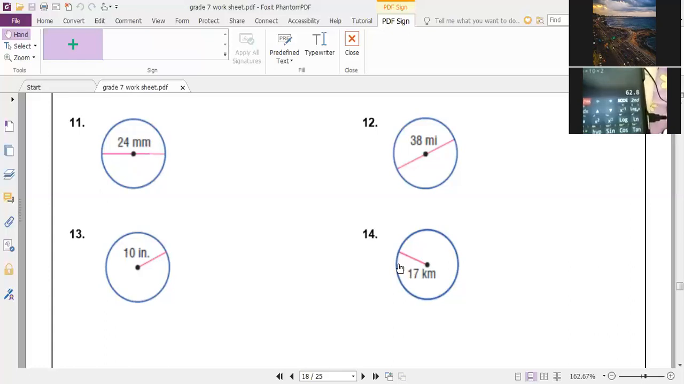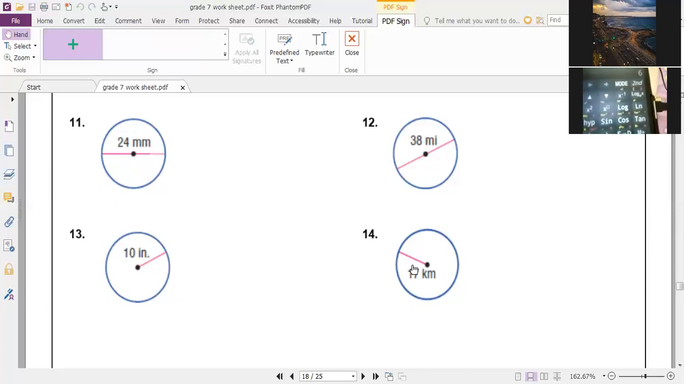I need you now to take your time to solve number 14. Don't forget, the rule firstly is 2 pi r. How can I get the circumference, meaning the length of the frame of the circle, if the radius is 17? The radius here, my friend, is 17. How can I do that? Excellent. The rule is 2 pi r.